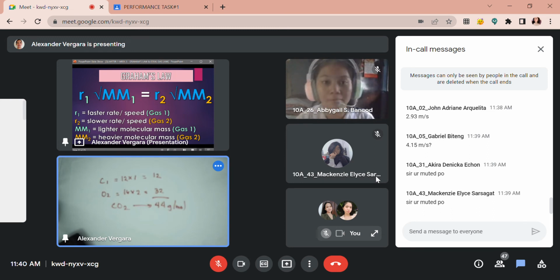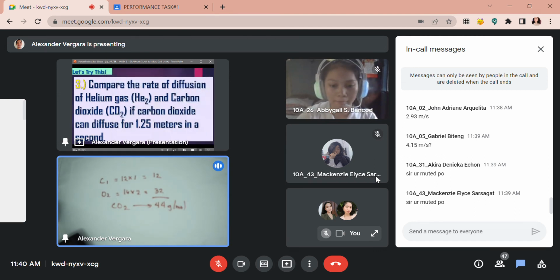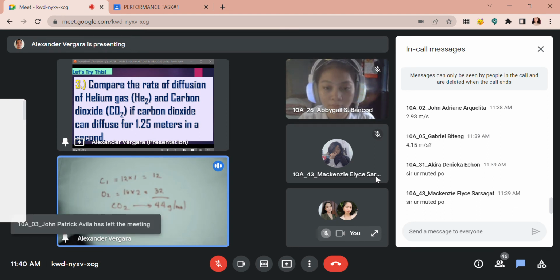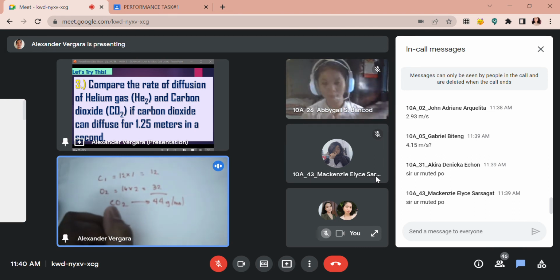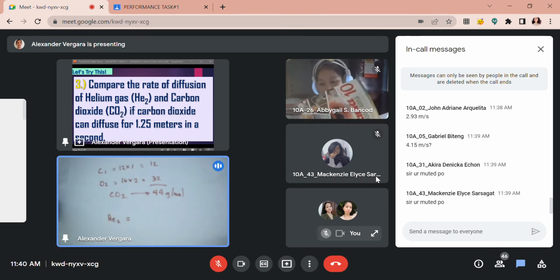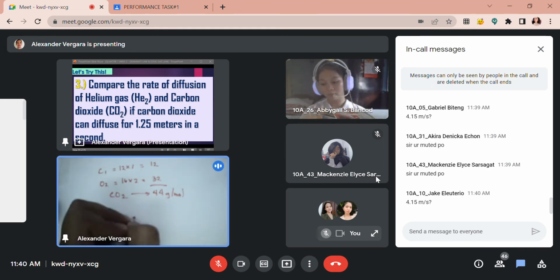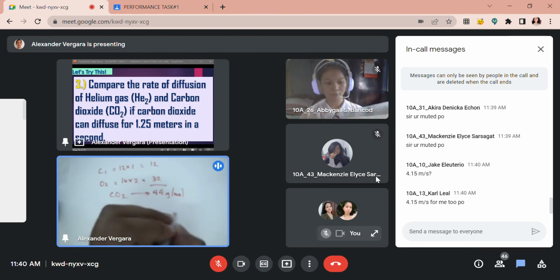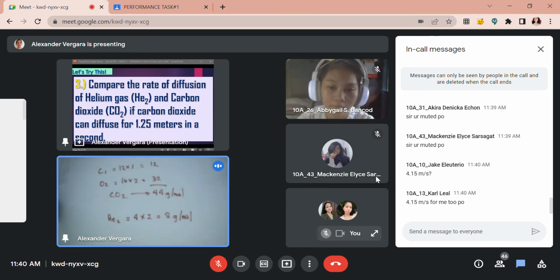So going back to the problem, number 3. Did you compute already for the helium gas? Let's go already with our helium gas. Helium gas is equivalent to what value? Helium gas has the atomic mass of 4.0, or 4 times 2, so this will be 8 grams per mole. Okay? So what's the other answer?